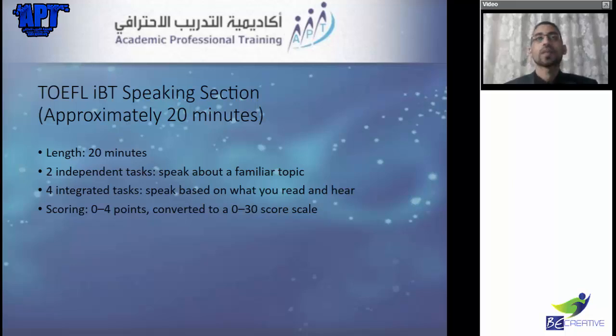What's that? Okay. Now, imagine it like this. For each task, from 0 to 4. Okay? And it will be converted to 30. 0 to 4 for the first task, 0 to 4 for the second task, so that's 8, and so on for the other tasks. So from 0 to 4 for four tasks, that's 16. Actually, when we add them to 8, we'll have 24, and it will be converted to 0 to 30. So it's not that each question will have 1 point. No, it depends on the question, it depends on the task.